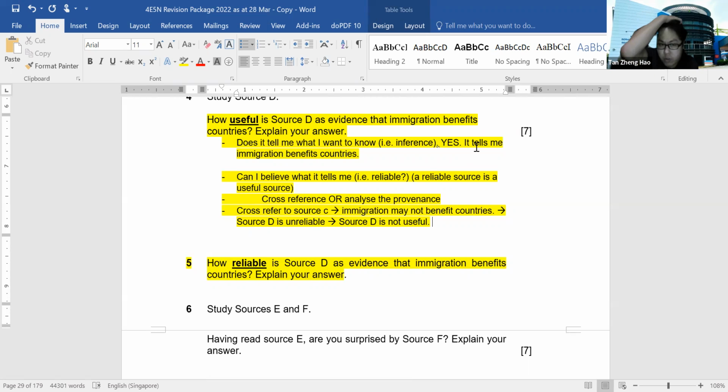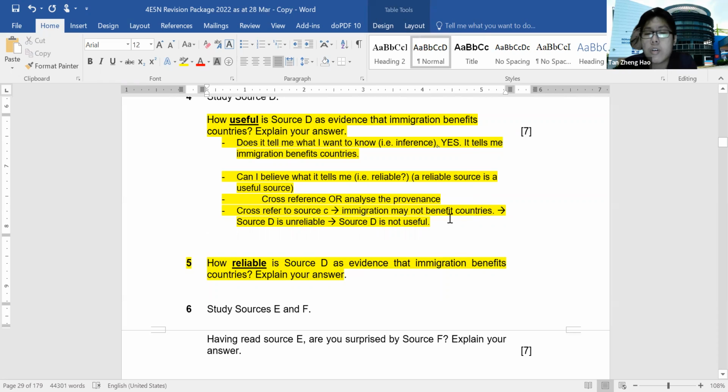Best to stick with Singapore because I think Singapore usually will be a better comparison. But I think if you want to use other countries to compare, please feel free to go ahead. If your source supports source D and also says that immigration is beneficial, then obviously it will be different. It will mean source D is reliable and source D is useful.